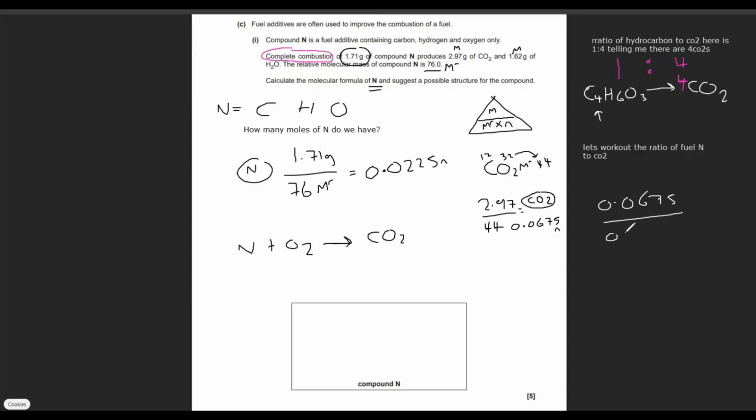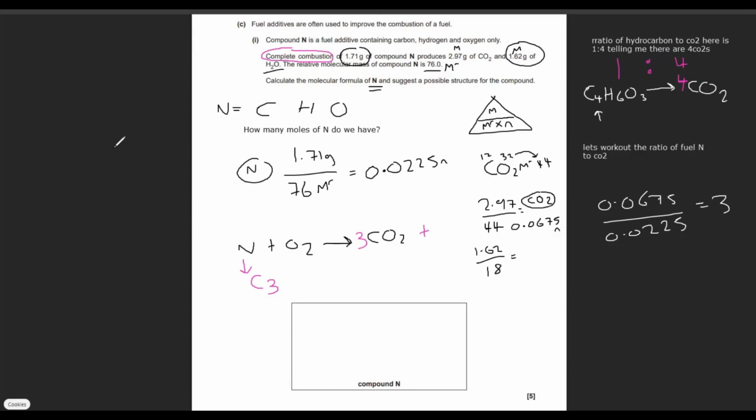So 0.0675 over 0.0225, we get 3. So the ratio of carbon dioxide to moles of the fuel is 3 to 1. So I've got 3 carbon dioxides compared to 1 mole of N, which is the fuel. That means there must be 3 carbons in N, the fuel. So I know the formula is C3 for the fuel.